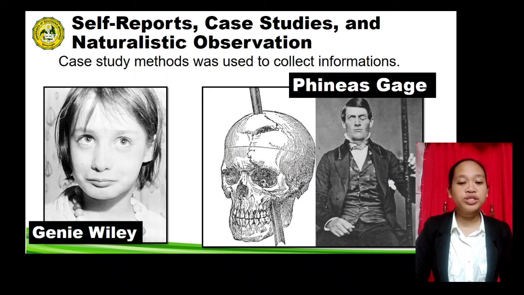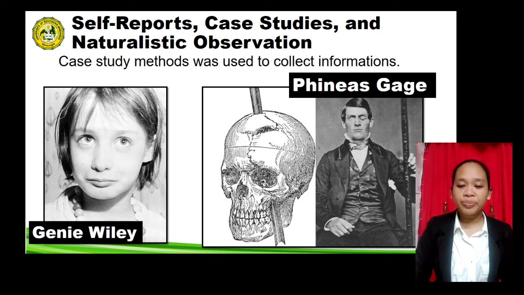Experimental research is most useful for testing hypotheses, while for the formulation of hypotheses, research based on self-reports, case studies, and naturalistic observation are particularly useful. These three methods are also useful to generate descriptions of rare events or processes that we have no other way to measure. In the case of Genie, who was locked in a room until the age of 13, and in the case of Phineas, case study methods were used to collect information.